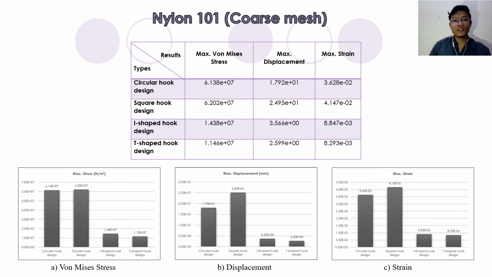The highest strain is at square shape, which is 4.147 times 10 to the power of negative 2, while the lowest is T shape at 8.293 times 10 to the power of negative 3.